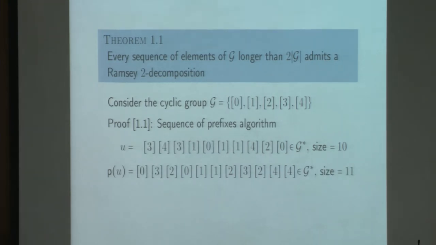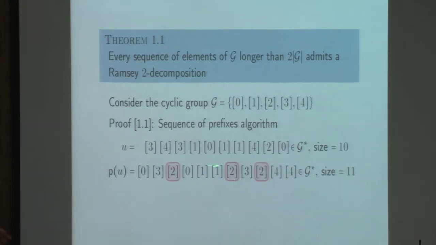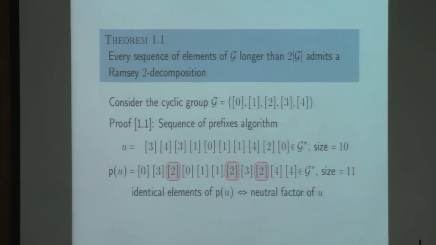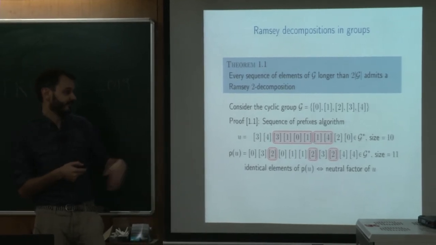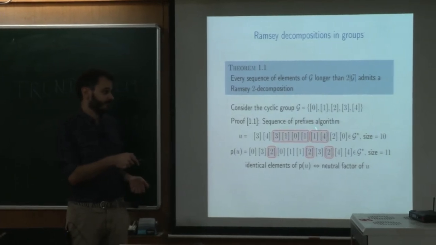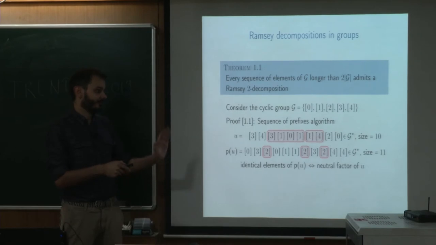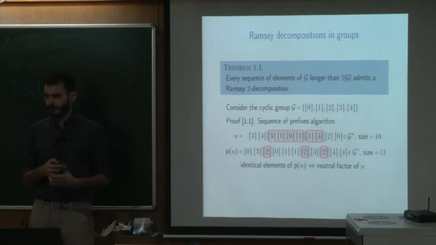Since I added an element corresponding to the empty prefix, the length of this sequence is 1 more than the previous one. So this will be strictly more than twice the size of G. And so I know for sure that one element will be repeated 3 times. Since the length is more than twice the size, one element is repeated 3 times. And what's good about that? Since I'm in a group, identical elements of this sequence of prefixes correspond to neutral factors of U. So the factors between these identical elements of the prefix sequence are actually the neutral element, which is an idempotent. And so here, I directly get my Ramsey 2 decomposition. OK?